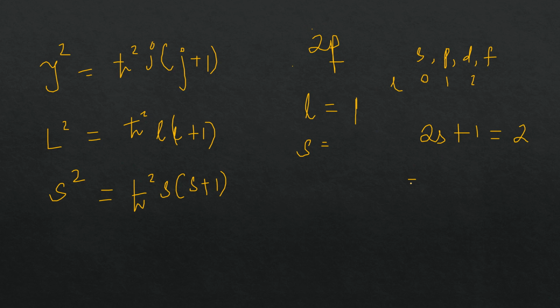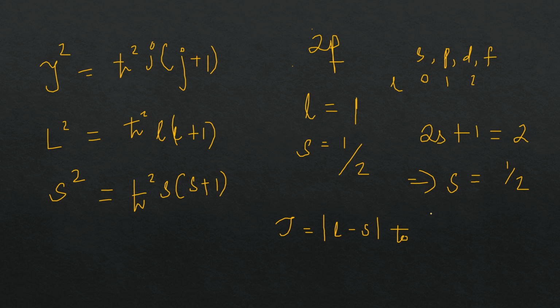So S becomes how much? If you calculate it, S becomes half. So L is 1, S is half. How to get the J value? J is L minus S to L plus S. So L minus S is half, and L plus S is 3 by 2.